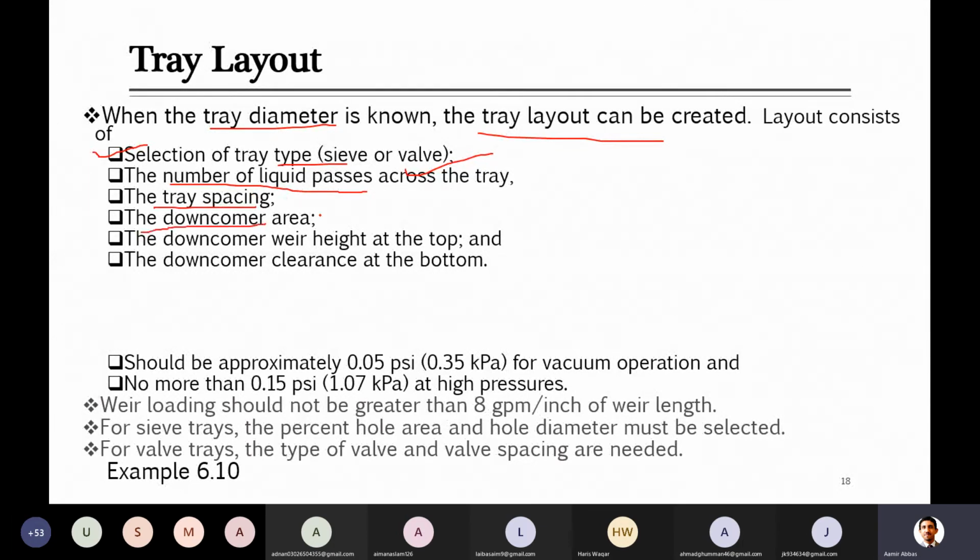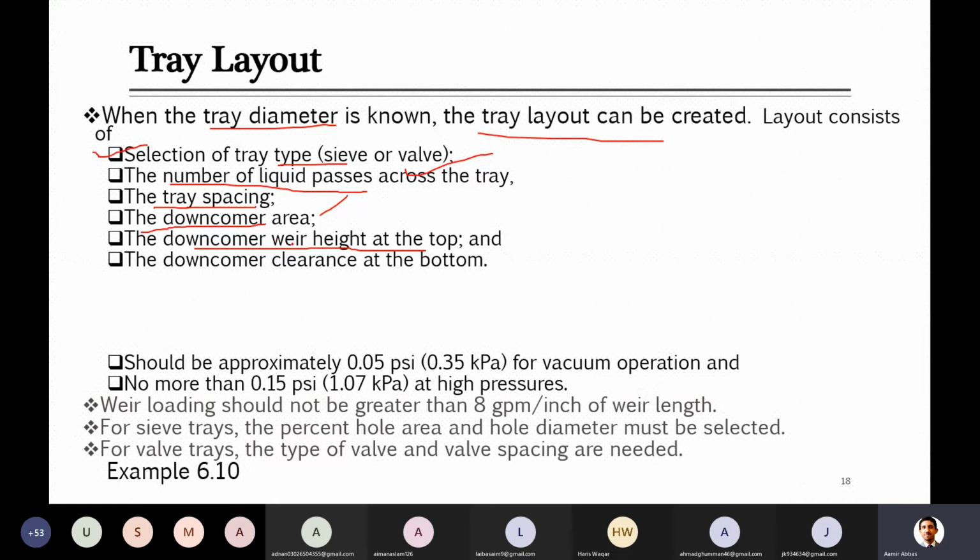Downcomer area, as you just have seen, should be at least 10% of the total area of the tray, to avoid choking of the downcomer, as well as to handle all the liquid going towards the down plate. The downcomer weir height should also be sufficiently high, so that you can hold some liquid and increase the contact between vapor and liquid.